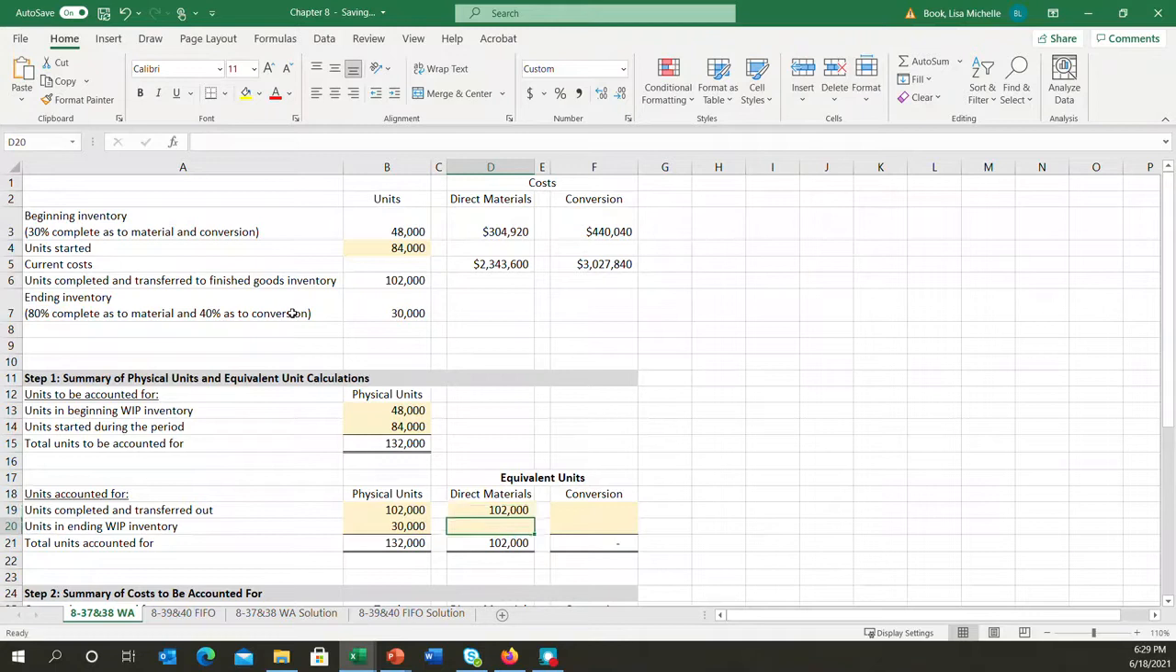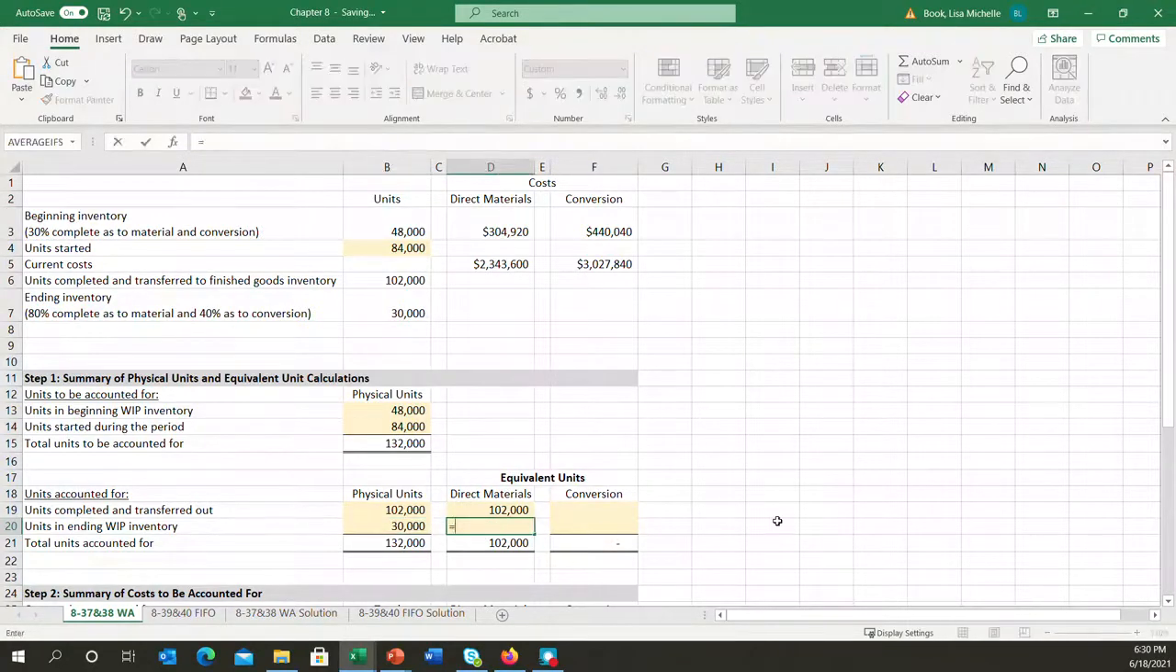Units in ending work in process inventory. It's not as easy as just sliding over the 30,000 physical units because keep in mind these units didn't get completed. We need to convert them. If we take the time and energy it took to make 30,000 units, 80% complete with regards to material, how many could we have actually finished?